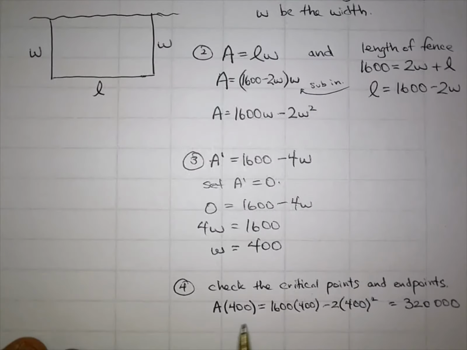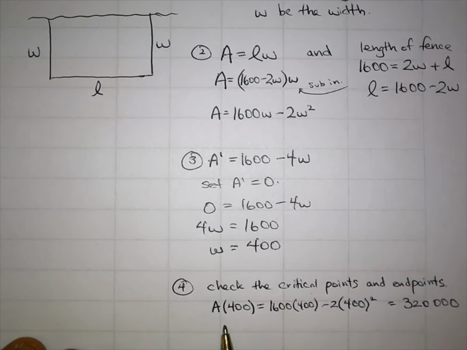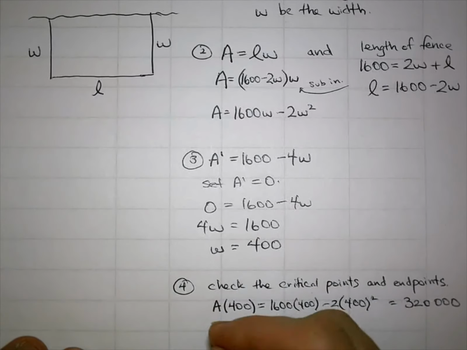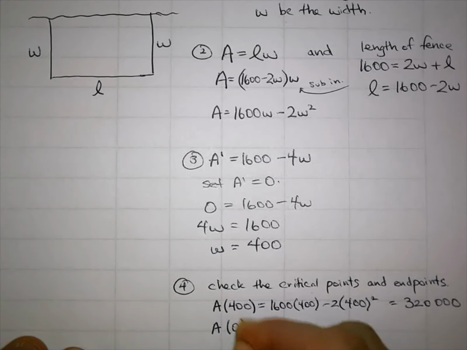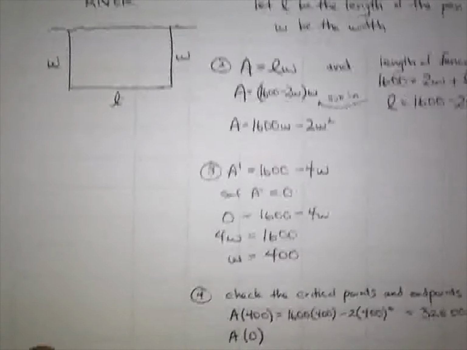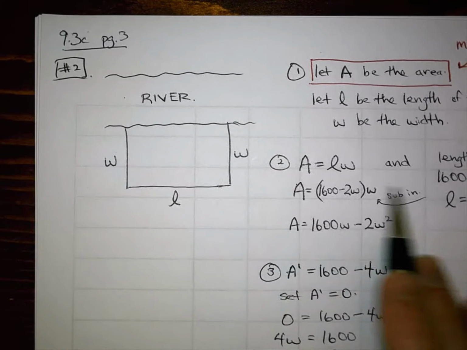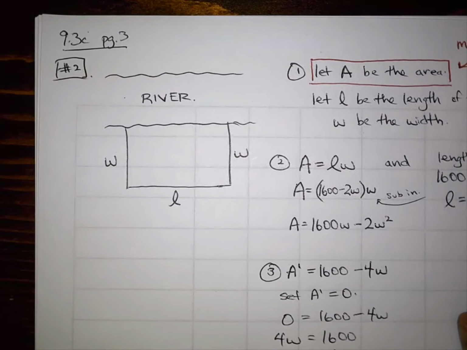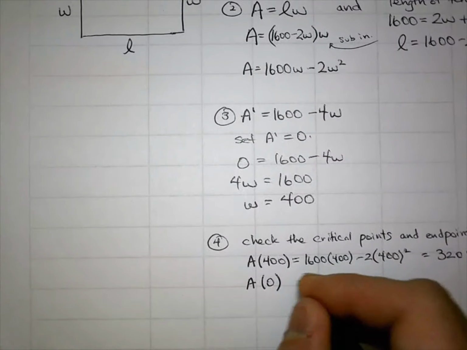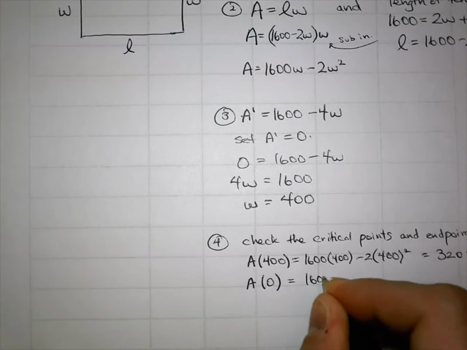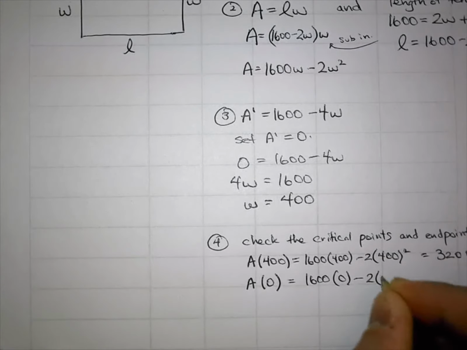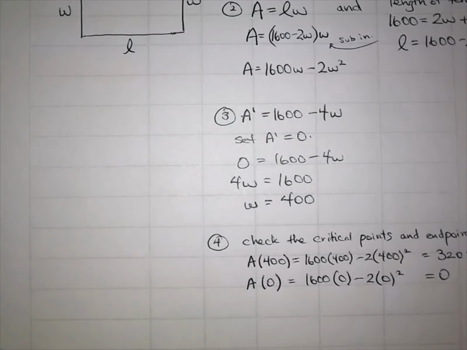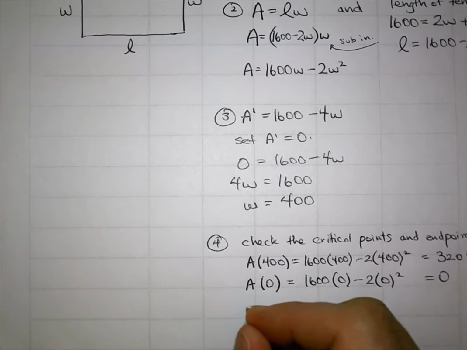Well, one endpoint would be a width of 0. Can you imagine that? It's kind of theoretical, but technically you could have an infinitely long pen. So it's a very tiny width and then a very, very, very long pen. So width of 0. If I sub that in, I get 1,600 times 0 minus 2 times 0 squared, which is just 0. And then what would be the other endpoint?